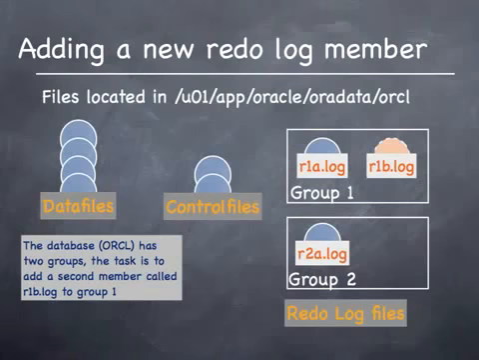Now suppose there are two groups with a single member each. Group 1 has a member called r1a.log. Group 2 has a member called r2a.log. The task to perform is to add a second member to Group 1 called r1b.log.